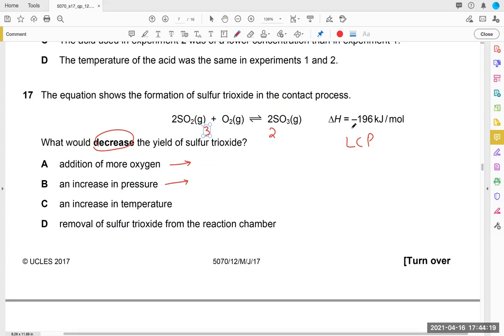An increase in temperature. This is an exothermic process, which means the more heat you have, the less it goes forward. It tries to drive it back. It tries to absorb that heat energy that you give it. Okay? So that means that it's going to drive it backwards. So this might be our answer. The removal of sulfur trioxide from reaction. The less quantity you have of SO3, the faster it goes towards the right. So again, D is not the answer. C is confirmed.